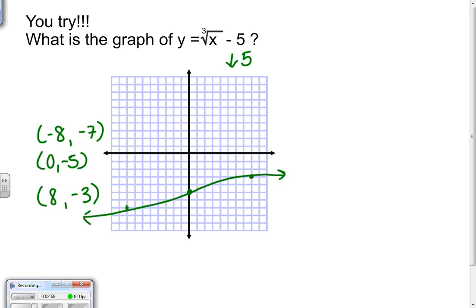So for this, you try it. It has moved down 5. Just pick your smart values of 8 and negative 8. Plug them in. You should get the same as the parent function, only it has gone down 5 units.